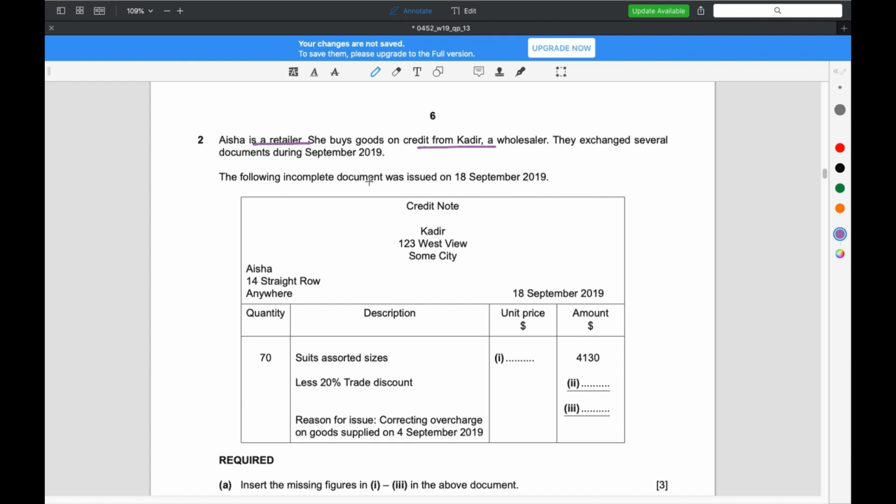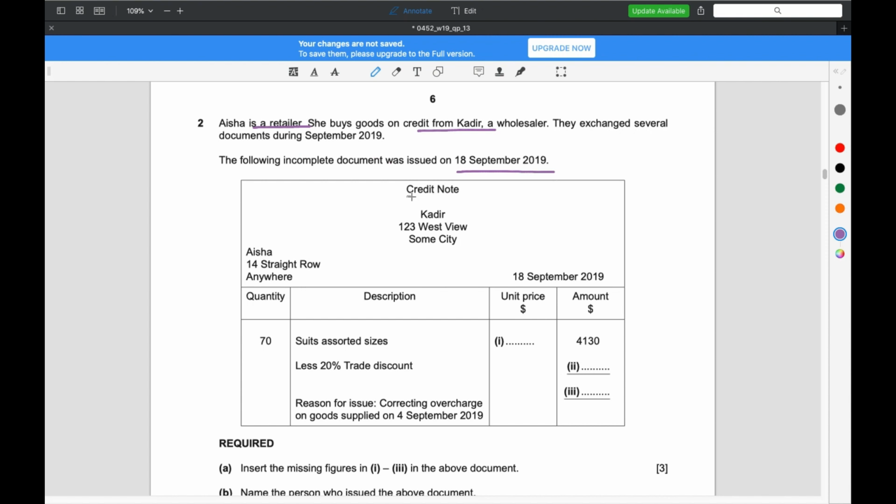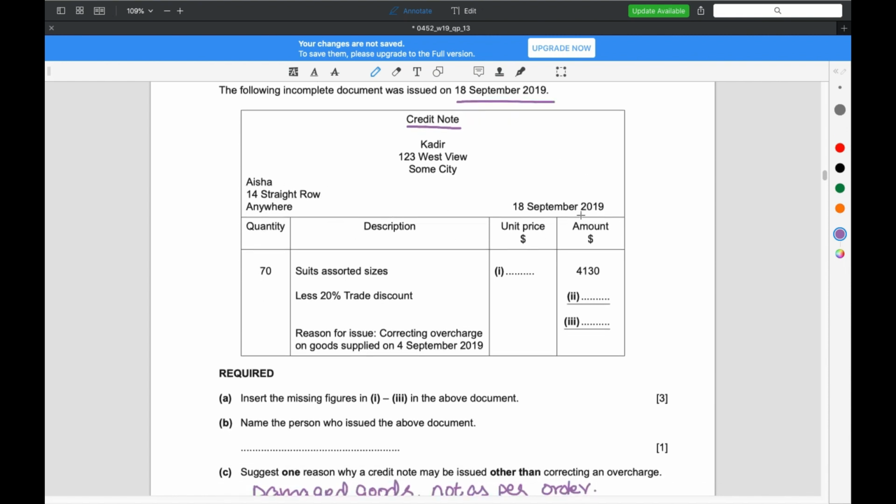All right, the following incomplete document was issued on 18th September, and the incomplete document is a credit note. And we know that debit notes, credit notes, statement of accounts are all sent from the supplier, which in this case is Kadir. All right, so okay, there's addresses, dates.